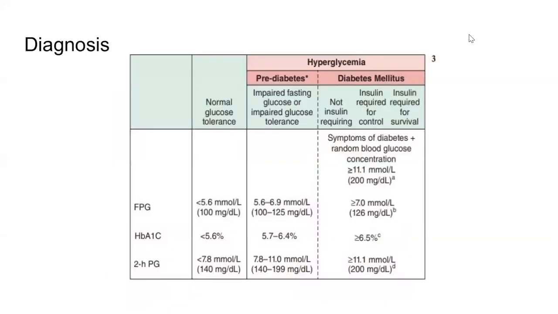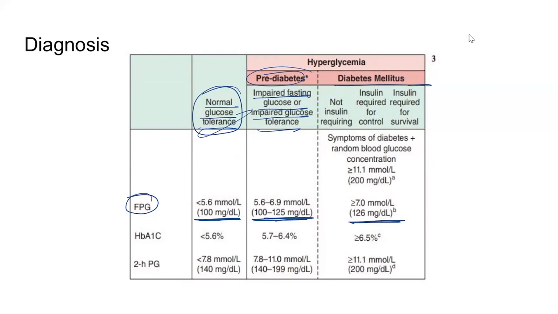Now diagnosis. So how to diagnose that a person is having diabetes? We have these three glucose levels, that is normal glucose tolerance, then impaired glucose tolerance, and overt diabetes. This impaired glucose tolerance is known as pre-diabetes. Now, if fasting plasma glucose is less than 100, then this is normal glucose tolerance. If it is between 100 to 125, it is impaired glucose tolerance or pre-diabetic stage. Clear? And if it is more than 126, then it is diabetes.